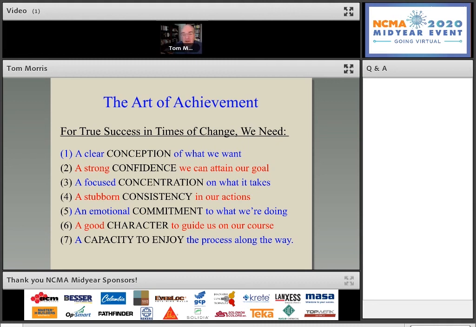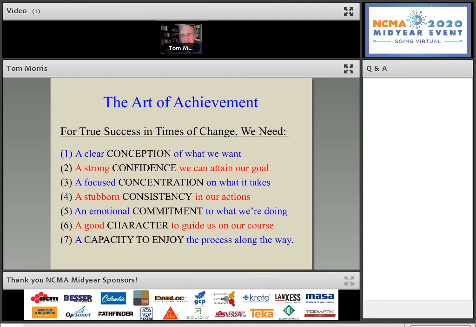We need, number 6, a good character to guide us and keep us on proper course. And character is so important, right? Your people need to know they can trust you. Your people need to know you care about them. And boy, people can do amazing things as teams, as partners, when good character is the foundation.